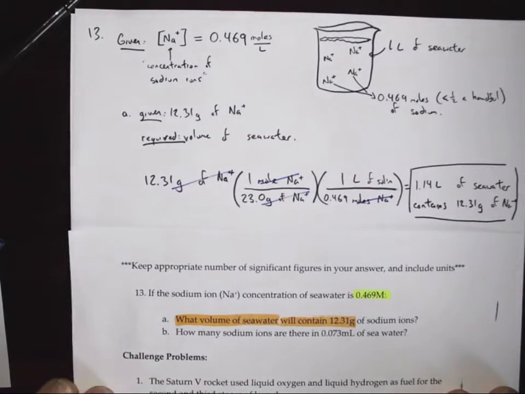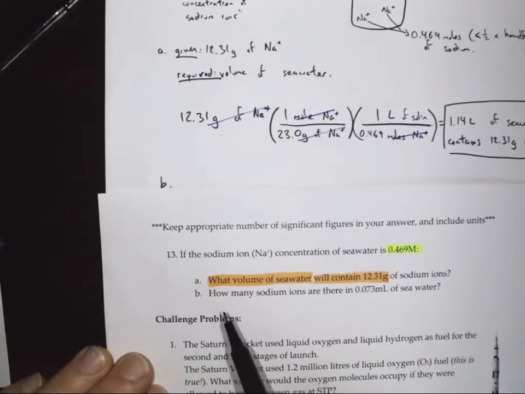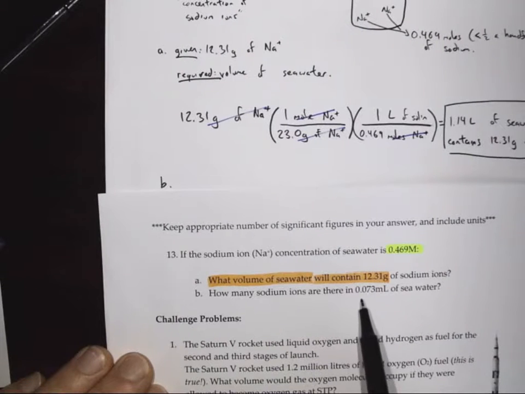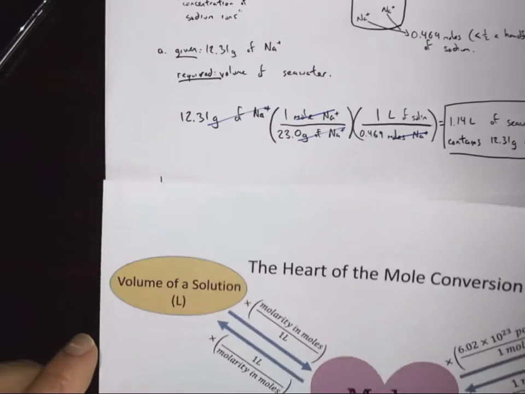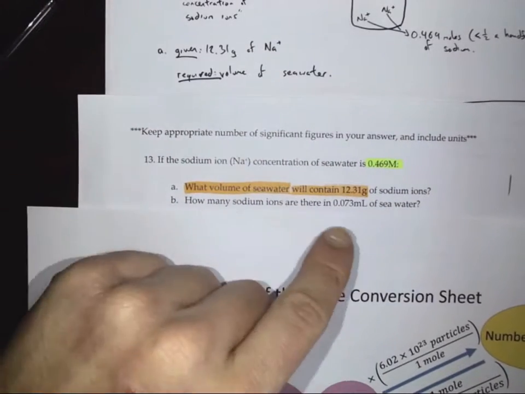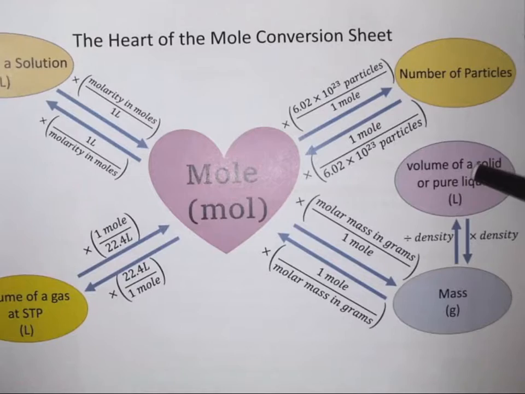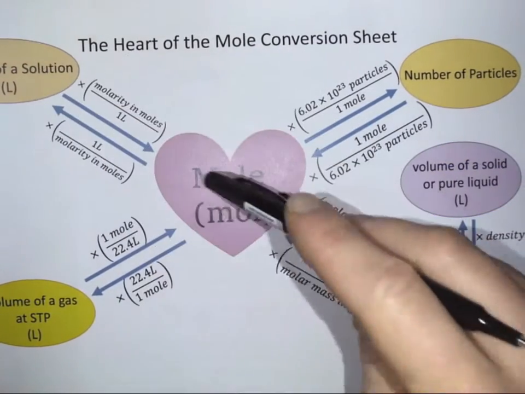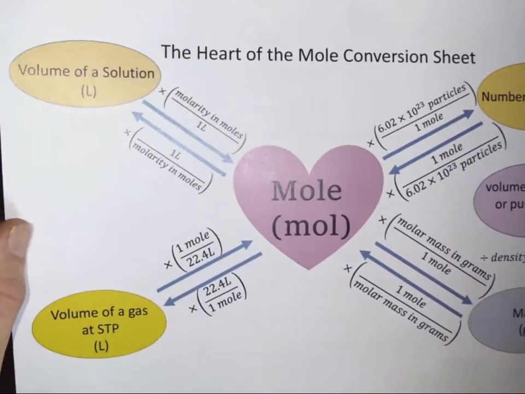So let's take a look at question B now. Question B asks, how many sodium ions are there in a 0.073 mL sample of seawater? Okay, so where are we here? What we're given is a volume of our seawater. And where do we want to get to? Well, we're asked how many sodium ions. How many? Not how heavy, not how much space, how many. That's a number of particles. So we want to go down to the heart of the mole and then up to the number of particles, in this case, ions.